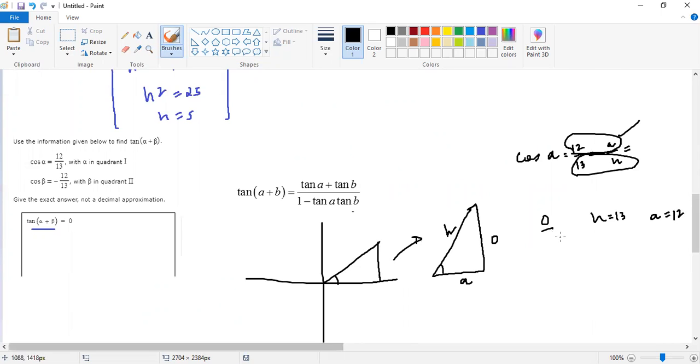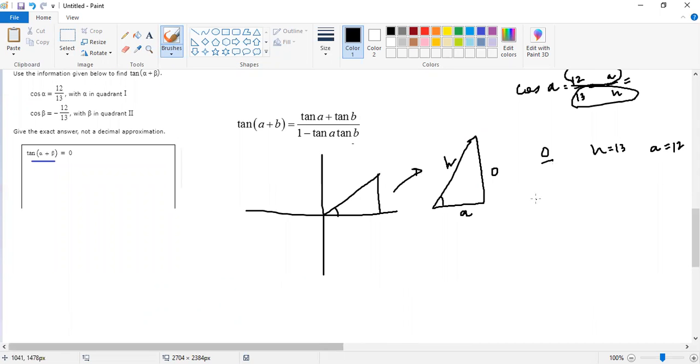Therefore, we're solving for our opposite side. So with the Pythagorean theorem, 13 squared equals A squared, or 12 squared in this case, plus O squared. That should be 169 equals 144 plus O squared. And then 169 minus 144 equals, let's see here. If we subtract that, we'll get 25.